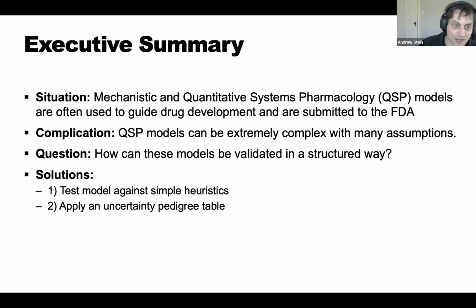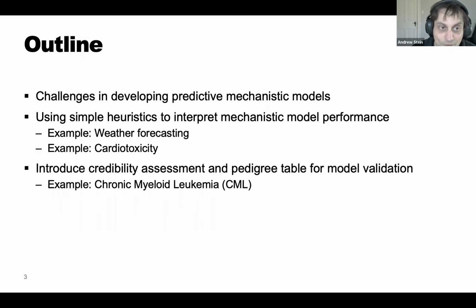In this talk, I'm going to talk about two approaches. One is developing simple heuristics, when it is possible, as a benchmark. Another is an uncertainty pedigree table that we've developed. For the overview of the talk, I'm going to start by mentioning some of the challenges in building predictive models. Then for the simple heuristic tool, I'll show two examples, one in weather forecasting and another for cardiotoxicity. And then for developing a credibility assessment and pedigree table, I'll talk about some modeling work in CML.